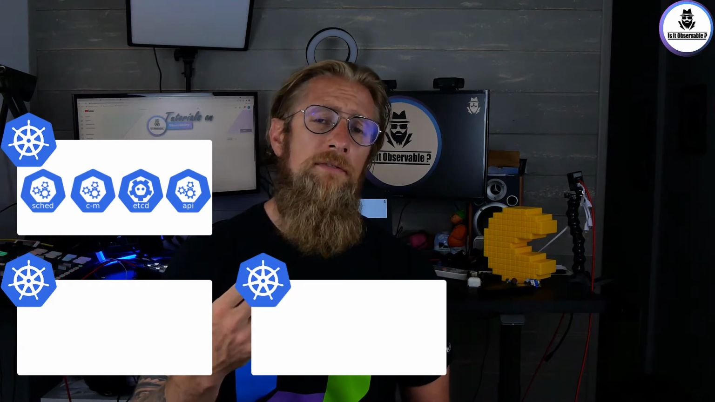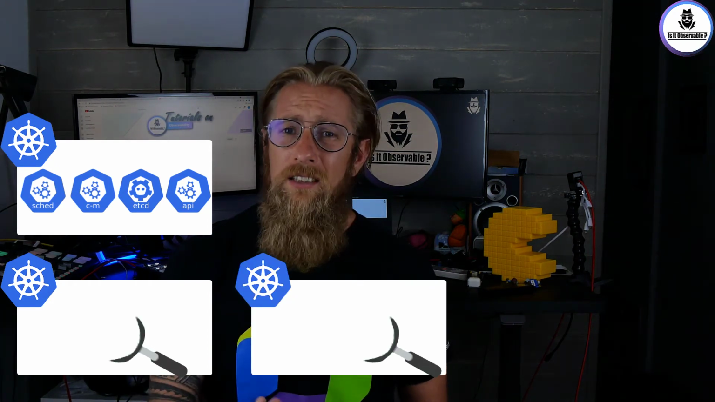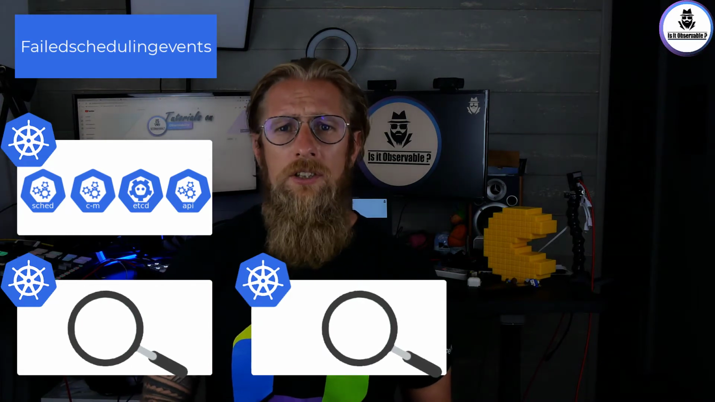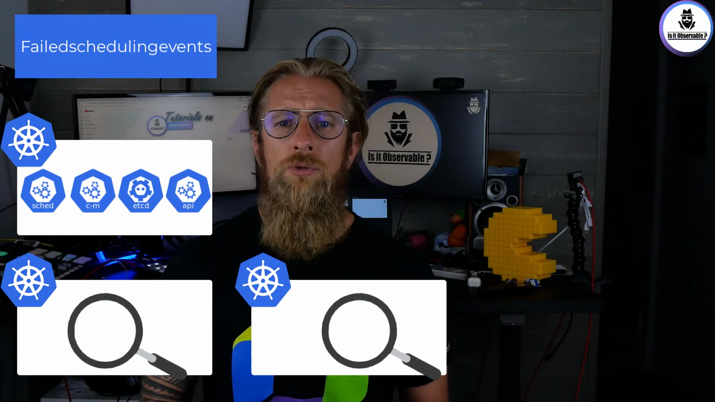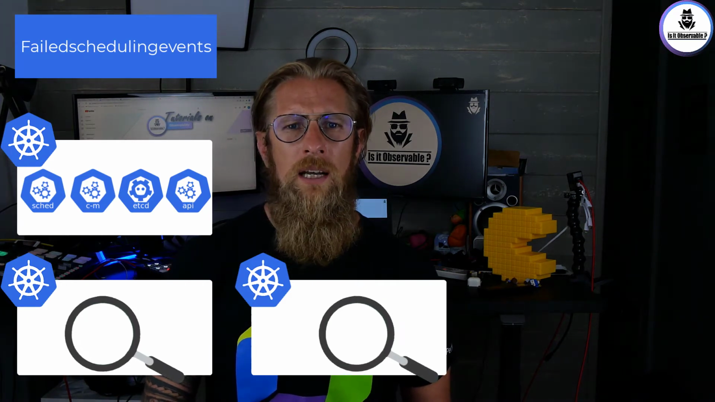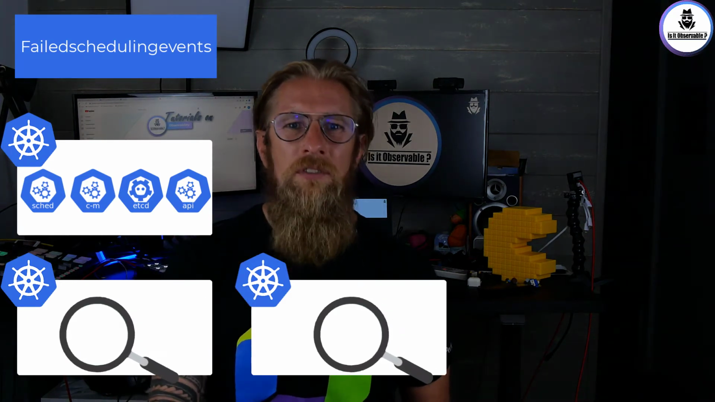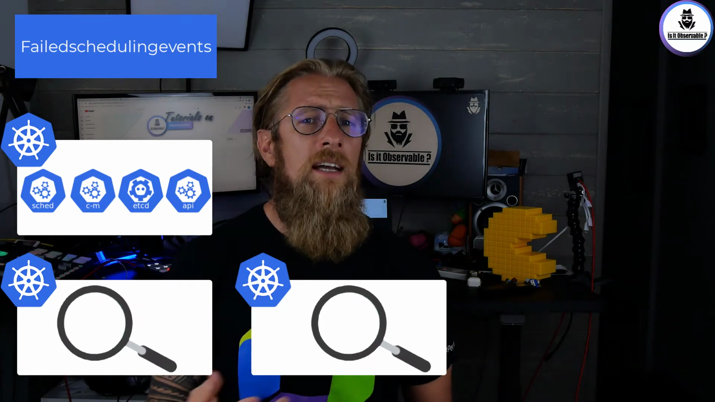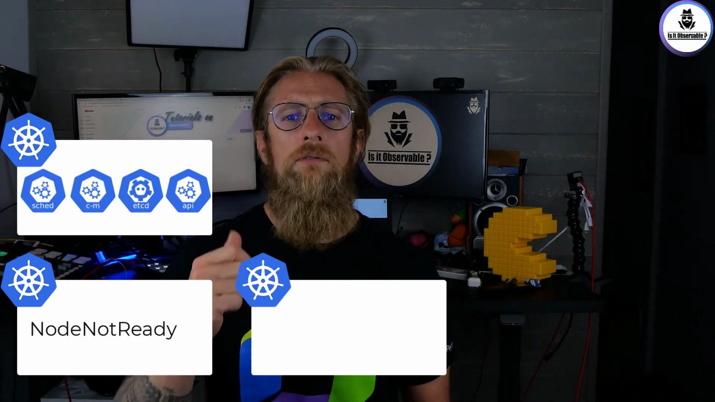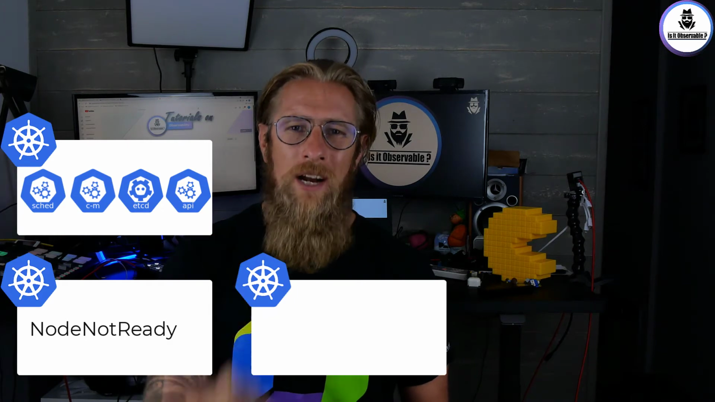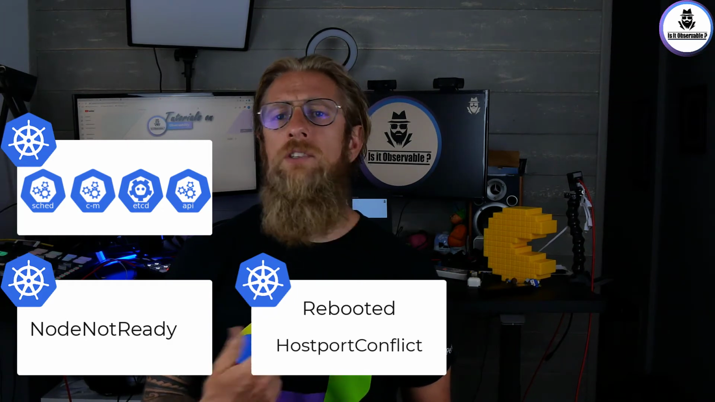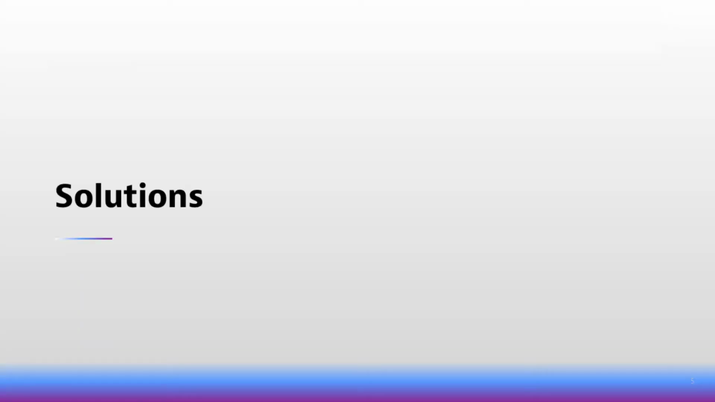Then you have the events related to failed scheduling. This happens when the scheduler is not able to find any nodes to run your pods. So that type of events is basically related to the node. There are events that are clearly dedicated to the nodes, like node not ready, rebooted, host port conflict, and so on. Let's jump into the various solutions available to retrieve the events.